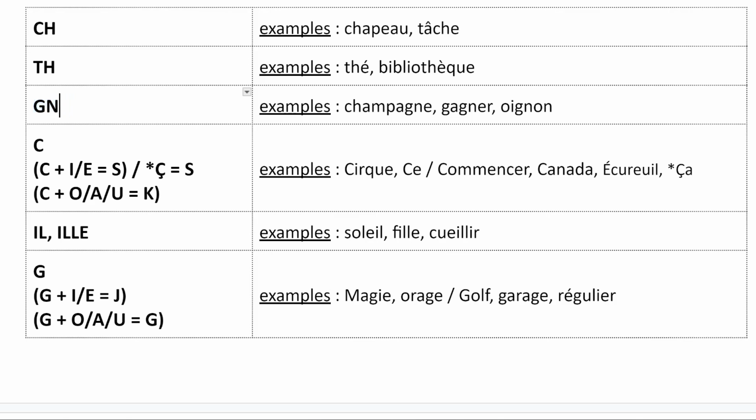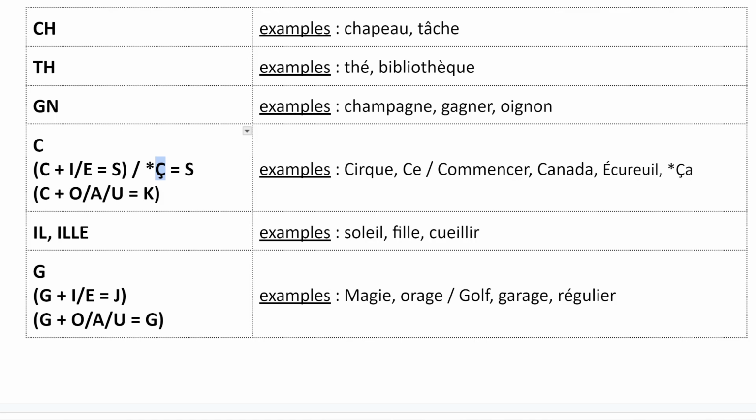Next one is the GN. The GN is pronounced ny, like ny. So an example, champagne, like that. So C can be pronounced in two different ways. C plus an I or an E after it would make an S sound. So an example is like cirque, ce, and then C with an O, A, or U after it make K sound. So examples like Canada.